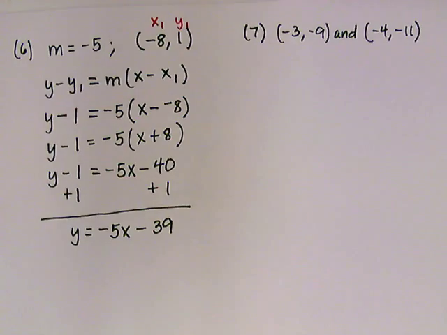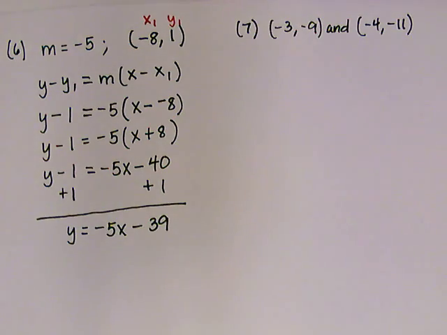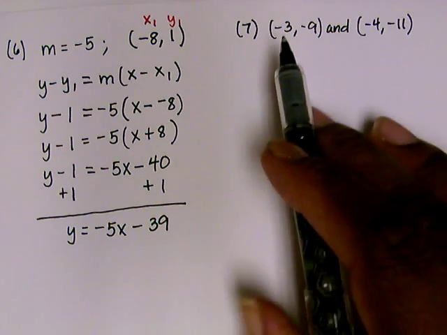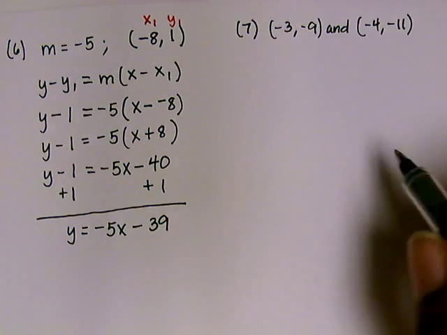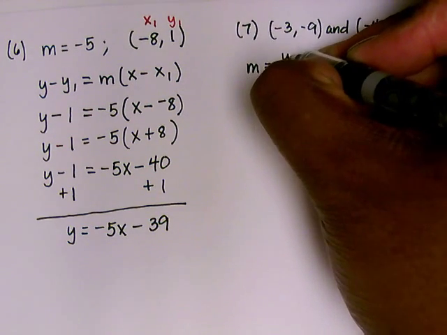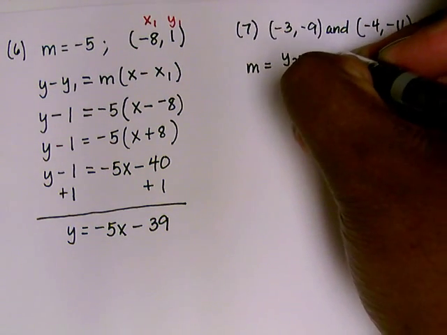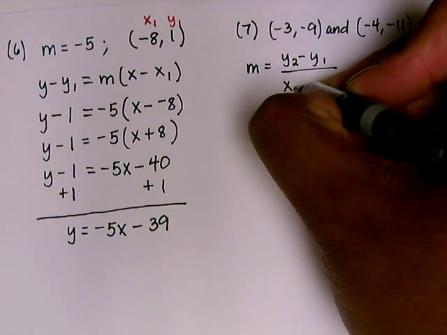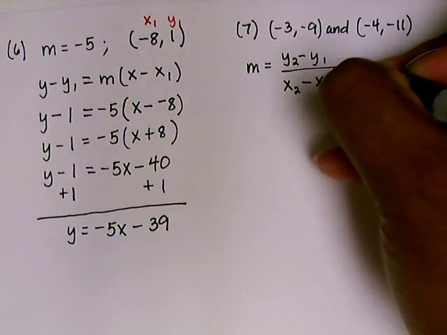We only know 2 points. Unfortunately, we don't know the slope. So the first thing we have to do here is find out what the slope of that line is passing through those 2 points. So we use this formula, m is equal to y2 minus y1 divided by x2 minus x1.